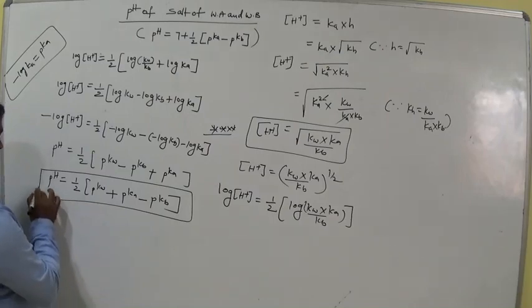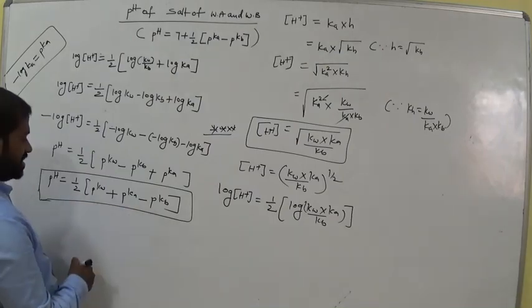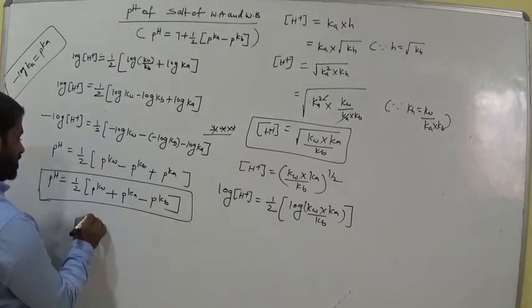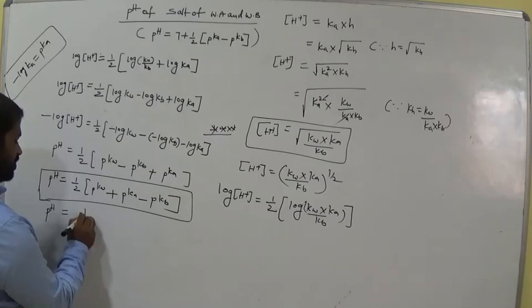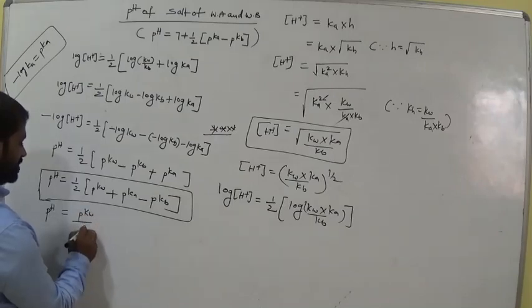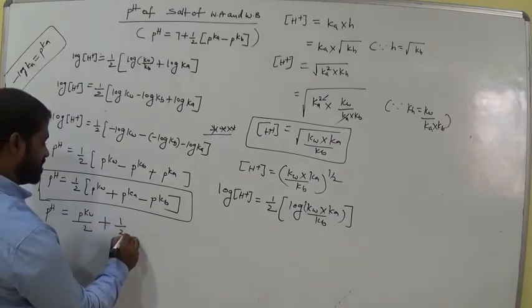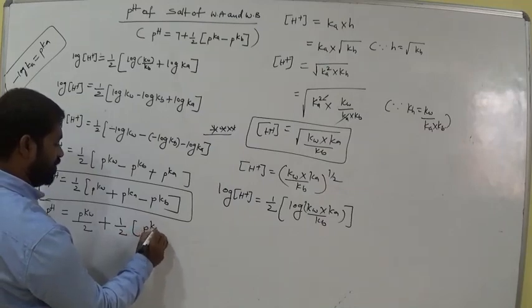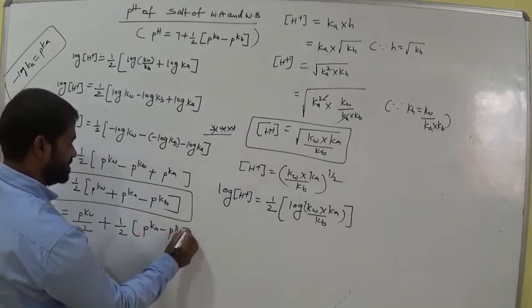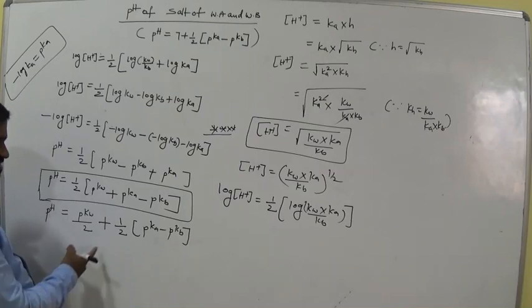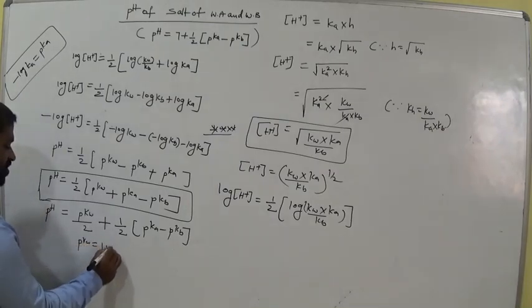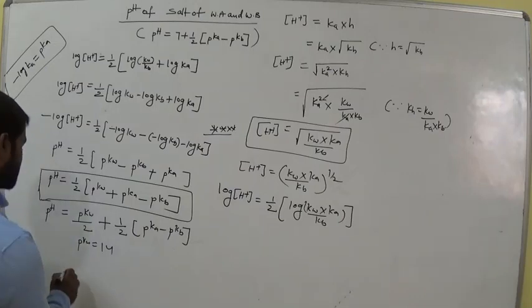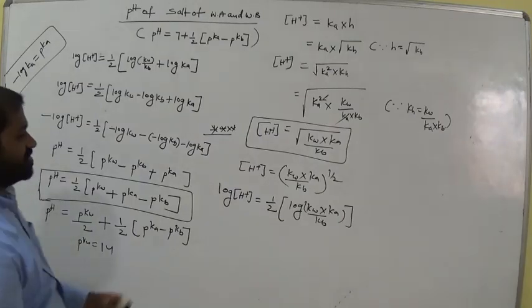There is no concentration term C in this expression, am I right? From this we can write pH equals pKw by 2, and then pKa minus pKb. Is it clear? This is also an expression, but we know pKw equals how much? 14. Now from this one, pH equals how much?